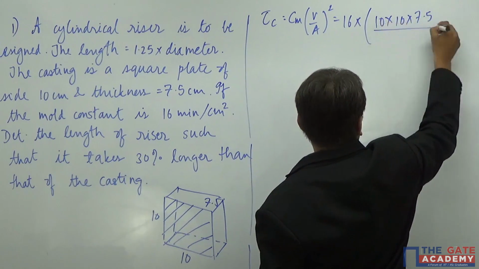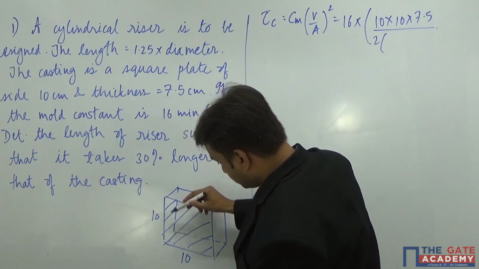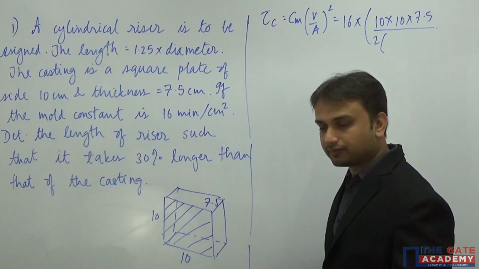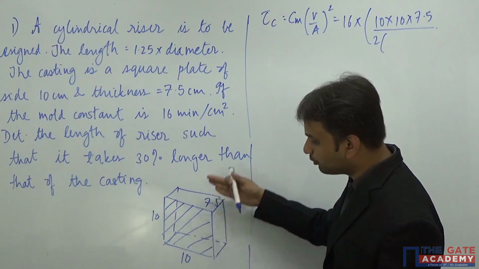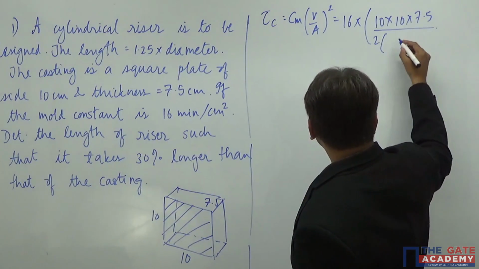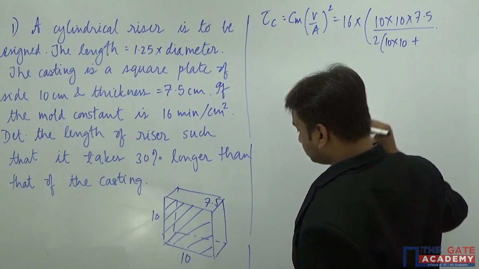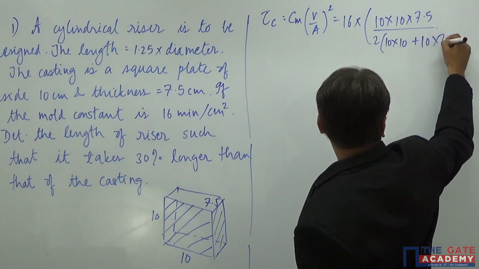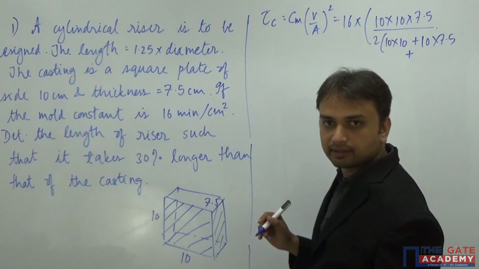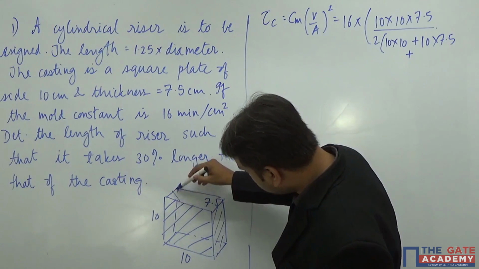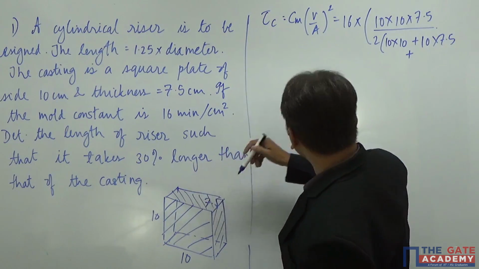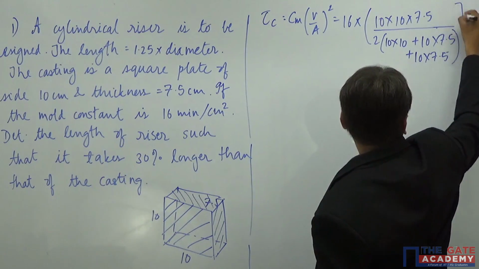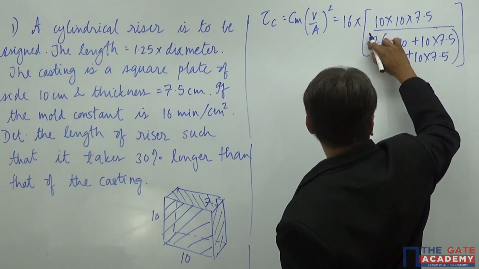Now the surface area. There are two surfaces for each surface. I mean, there are two identical surfaces. So if I consider 10 by 10, there is one more 10 by 10 on the other side. So that's why 2 multiplied by 10 into 10 plus this one, which is 10 into 7.5, plus, right? There is one more 10 into 7.5 here. So 10 into 7.5. Like this. Okay. And the complete square of it.